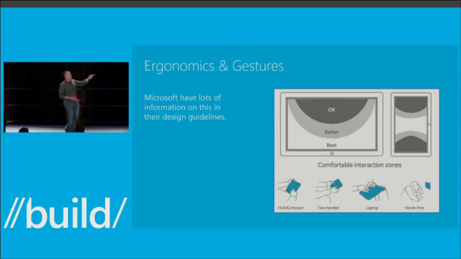So you've got, for example, areas of the screen that are the most optimal places to put your most used buttons, and you need to be aware of that. And also ways that your application is going to be held in different configurations. Someone's sitting down using it, standing up using it, on their lap. Again, it's all worth thinking about when you're designing.